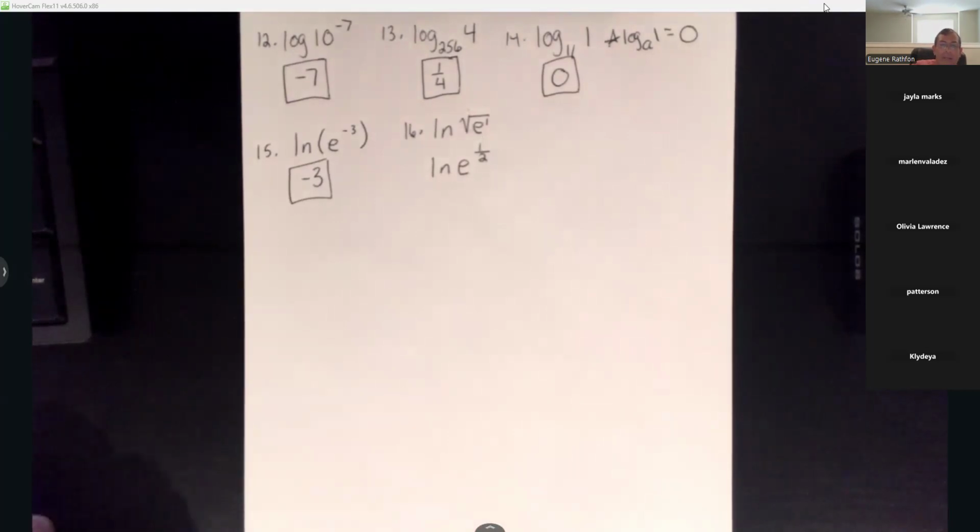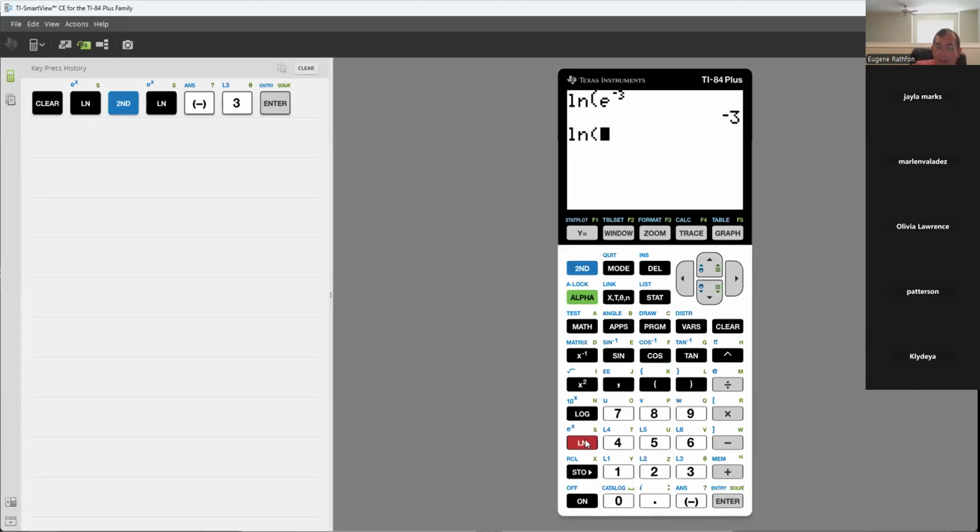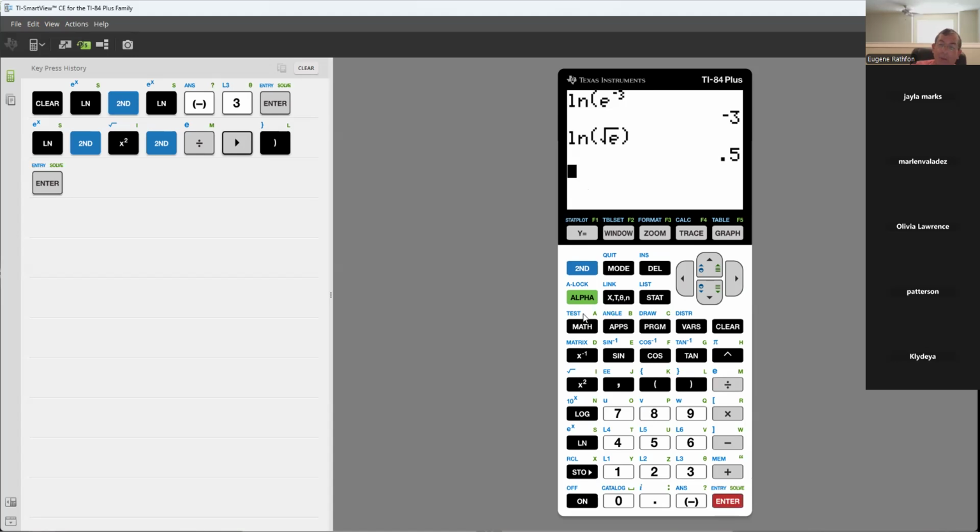So on my calculator, like I said, I could do ln square root, that'd be second x squared, and then put my e. So if I want the e by itself, I'm going to do second divide. So y'all, that looks like an ln of square root of e. Now remember, I'm going to get a 0.5, but I want to turn that into a fraction by hitting math and enter twice. So you get that 1/2.